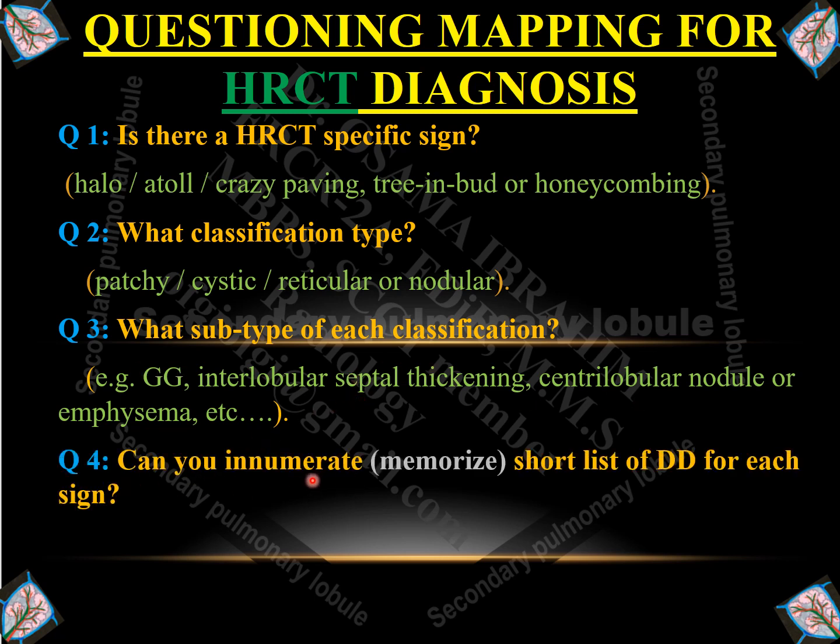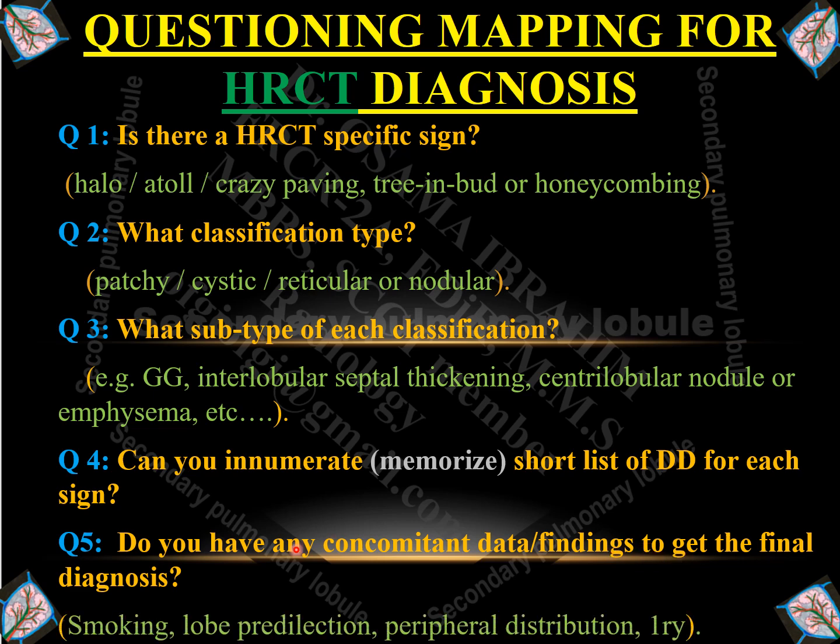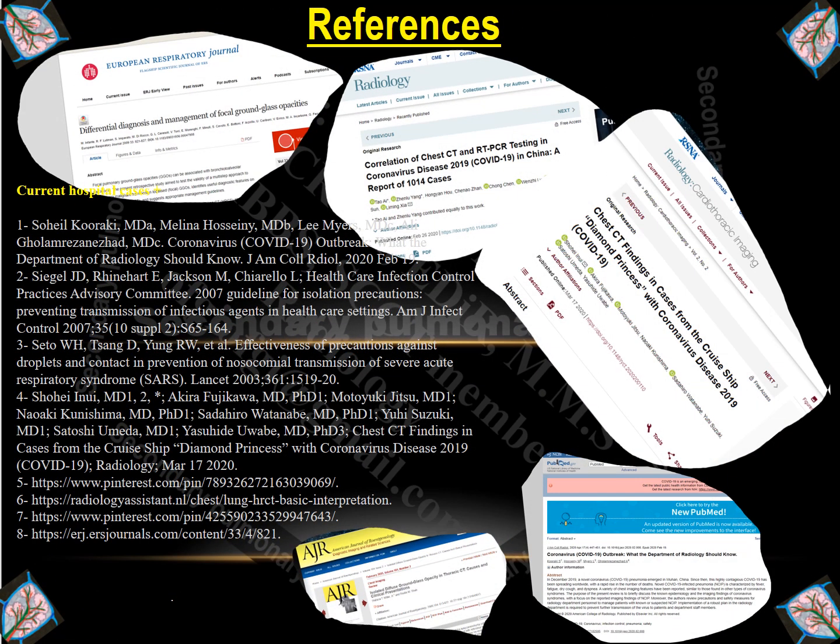After that, you should enumerate or memorize a short list of differential diagnoses for each sign. And do you have any concomitant data, such as history, or findings on the film such as arthropathy or calcified pleural plaques, smoking history, local predilections, peripheral distributions? You can reach your diagnosis easily. And this is my reference.